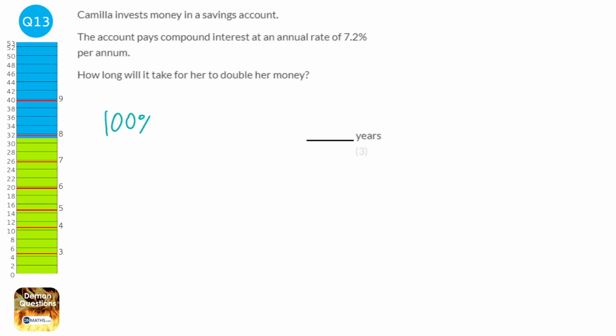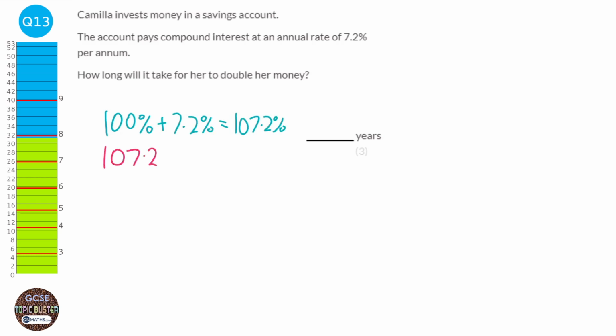We're first of all going to find the multiplier for this question. So we start off with 100%. It's a compound interest of 7.2%, so we can add 7.2% on, and that will give us 107.2%. Convert that to a decimal or a multiplier by dividing it by 100. That would be 1.072. So that's our multiplier there. Okay, so we know that every time we times something by 1.072, it's going to increase by 7.2%.